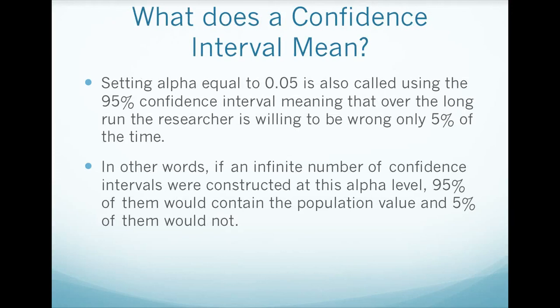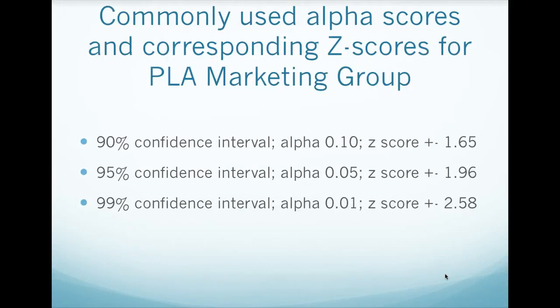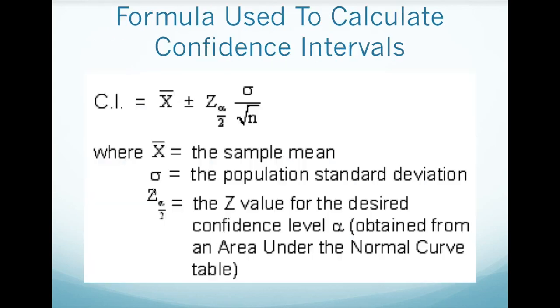Setting alpha equal to 0.05 is also called using the 95% confidence interval, meaning that over the long run, the researcher is willing to be wrong only 5% of the time. In other words, if an infinite number of confidence intervals were constructed at this alpha level, we would be examining 95% of the population and 5% would be excluded. So these are the commonly used alpha scores and corresponding z-scores for our PLA Marketing Group, but there are also common z-scores for anyone who's trying to calculate a confidence interval.